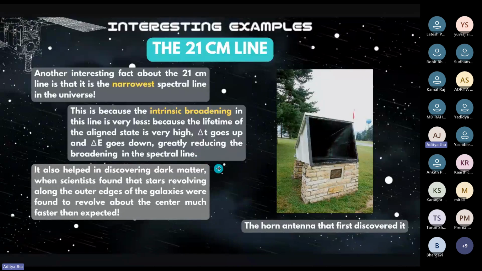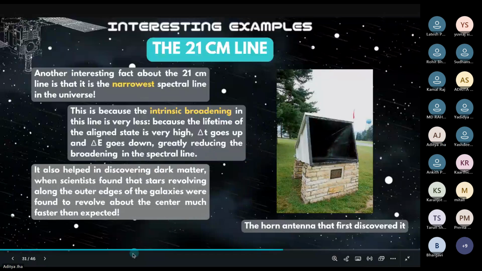If you try to plot the intensity versus wavelength when you study the 21 centimeter line, you will observe a very narrow line, in fact the narrowest spectral line in the universe. Another application of the 21 centimeter line was that it helped scientists discover dark matter. Scientists studying this line found that stars revolving along the outer edges of galaxies revolve about the center much faster than expected.